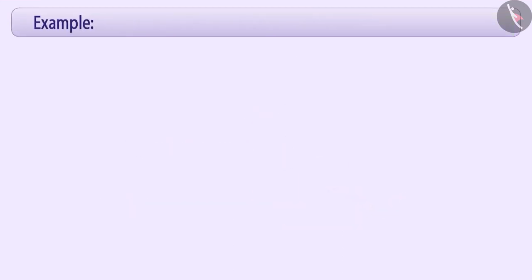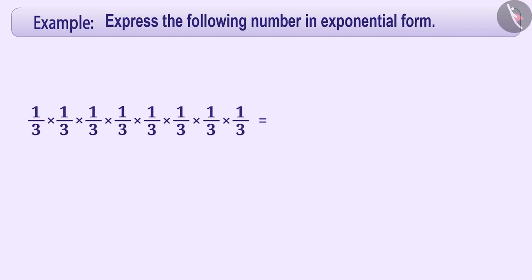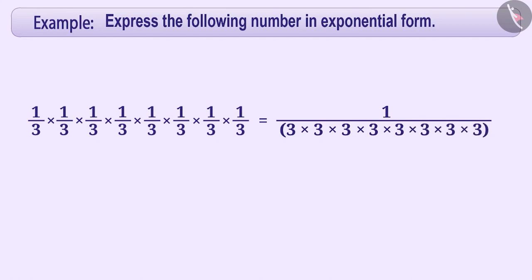Next example. Express the following number in exponential form. We can write the given number as 1 upon 3 into 3 into 3 into 3 into 3 into 3 into 3 into 3. Here you can see that in the denominator, 3 is multiplied by itself 8 times. So we can write 3 to the power 8 in place of the denominator.